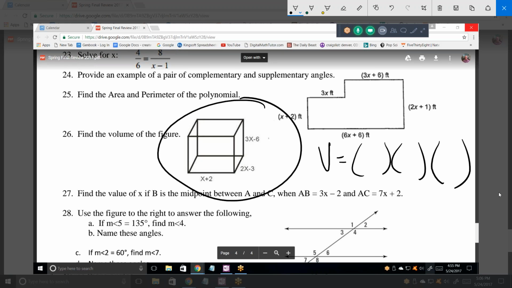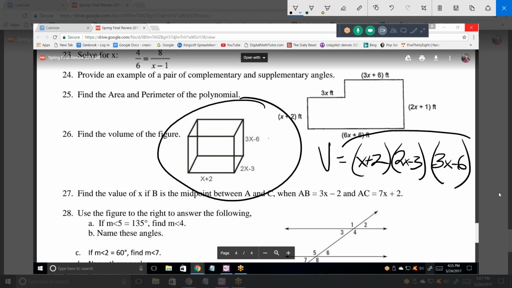What's the base? What are the three dimensions? Give me the three dimensions. The base is x plus 2. What's the next dimension? 2x minus 3. And the third dimension? 3x minus 6. Now, you see that now I've got to multiply these three terms together, whereas you were adding those. You're not adding them. So that's an excellent reason why you don't do two steps in one. Always lay out the equation and then solve.